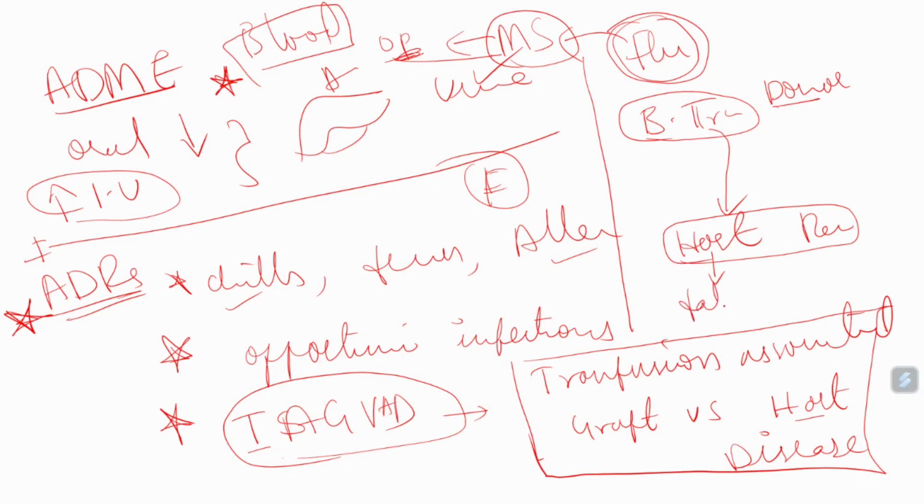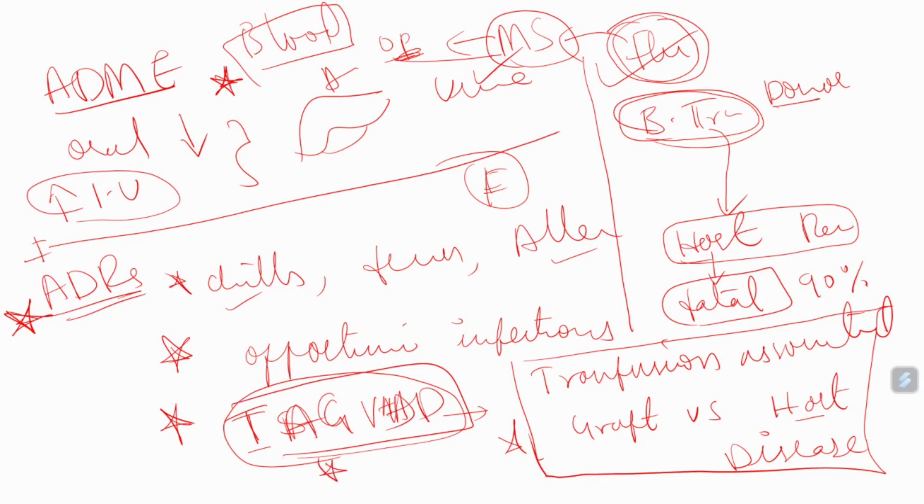This is very fatal. 90% of the cases who are on fludarabine and receiving blood transfusion will develop this transfusion associated graft versus host disease. Always remember, transfusion associated graft versus host disease. This is a very important condition. Now you have to tell me, if the patient is receiving fludarabine and already has myelosuppression, and blood transfusion is the drug of choice, we can't save the patient without blood transfusion. So in that case, what will you do?